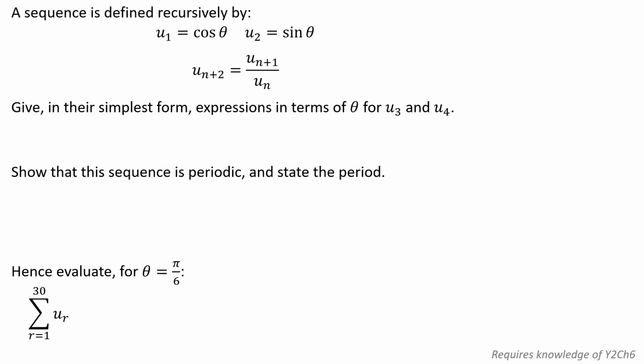And then the next part asks you to demonstrate that the sequence is in fact periodic, which means calculating enough terms that you can see that it eventually repeats. And state the period means you're going to say how often it repeats itself. So in other words, how many terms you have to go through until you get back to the start. And the final part, you're going to be substituting in theta equals pi by 6. So that will give you specific values for all of the terms that you've calculated. And you'll be able to use your understanding of how periodic sequences work to calculate an actual value for the sum from 1 to 30.